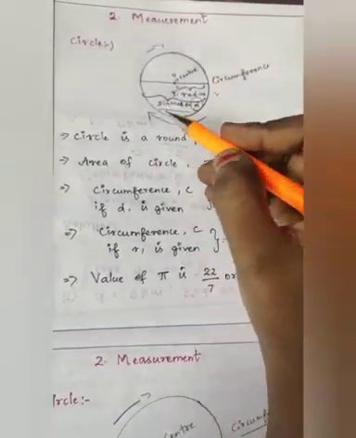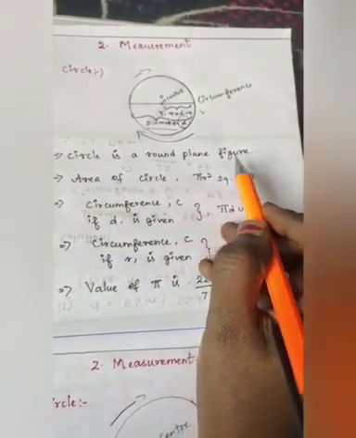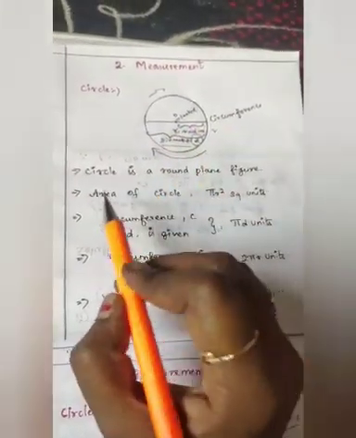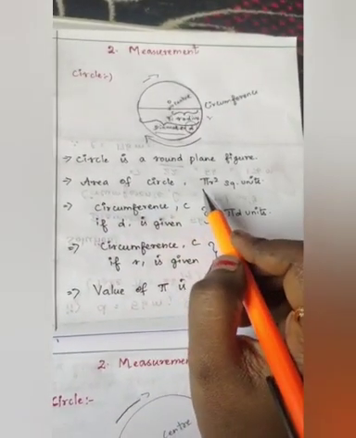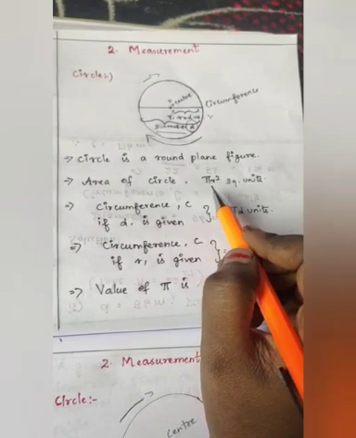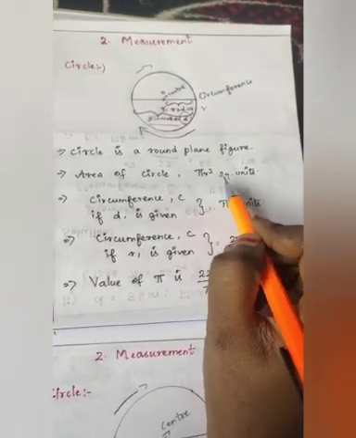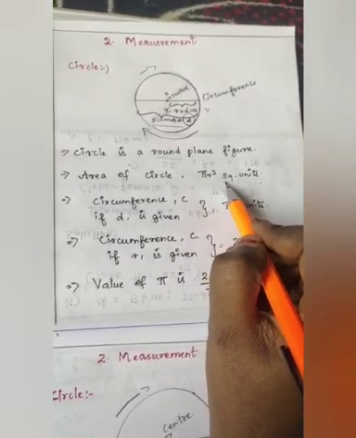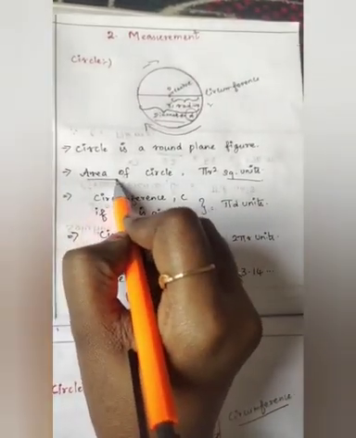Initially you people know, a circle is a round plane figure. If they tell us to find the area of the circle, we need to use a formula: pi r square units. We have to denote the given units in square terms if they mention area.